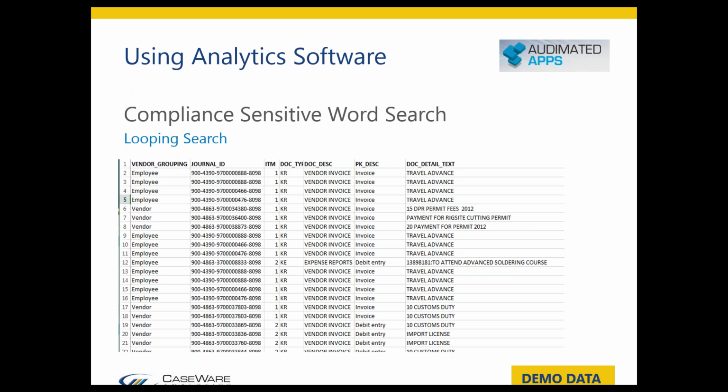It's going to show me any journal entry, shown by the primary key, the journal ID, and it's going to show all of the journal entries in the text that included a word on my compliance-sensitive word list. So for instance, in this case, I had travel, and we have advance on there as well, so all the travel advances came up. I had the word permit, so you'll see on the right-hand side for document detail text, we had permit fees, rig site permits, things like that. Unfortunately, the term offshore is not such a good word for an oil and gas company. You'll get so many hits on that.